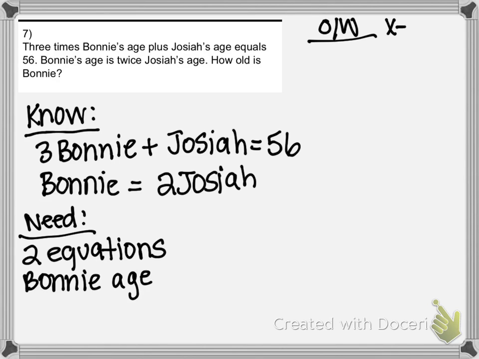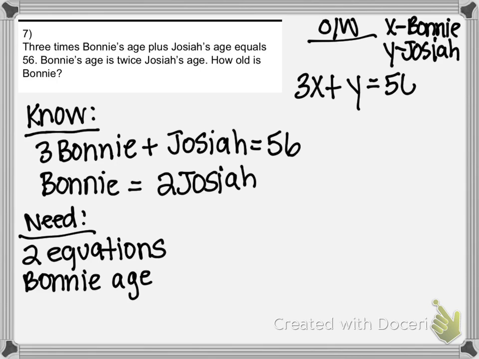So I'm going to organize this out. Let's say that X is Bonnie and Y is Josiah. So we have 3 times Bonnie, so 3X plus Josiah's Y is 56. And then Bonnie equals 2 times Josiah. Now again, I hope we can agree that this is substitution. The reason it's substitution is because we have one equation that is solved for. I have x equals here.